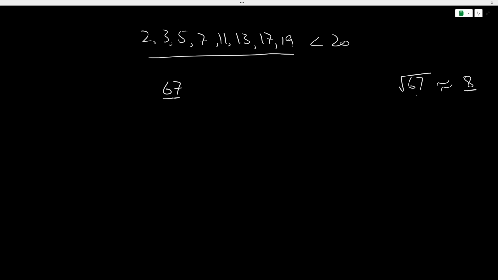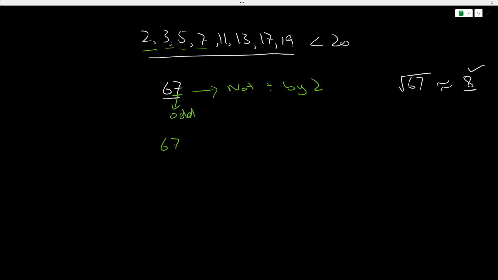We will start dividing 67 by all the prime numbers less than 8. These are 2, 3, 5 and 7. So first of all, we will check if 67 can be divided by 2 or not. We already learned the divisibility rule of 2. We will look at the last digit, that is 7, that's odd. So we say 67 is not divisible by 2.